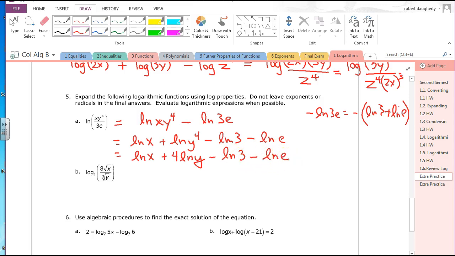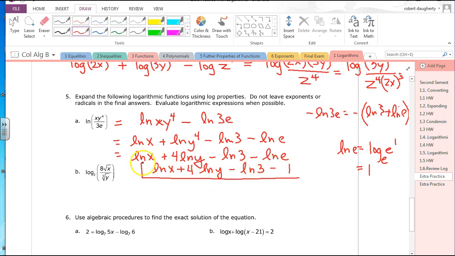Okay. Now there is one simplification here, natural log of e. So the natural log of e is the log base e of e to the 1. That is simply 1. So this is natural log of x plus 4 natural log of y minus natural log of 3 minus 1. That's as simple as this one can get.